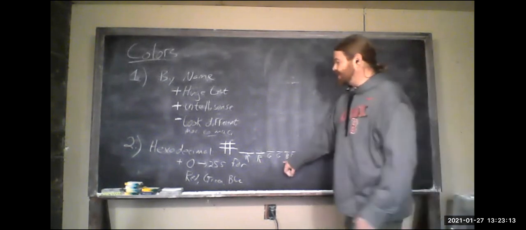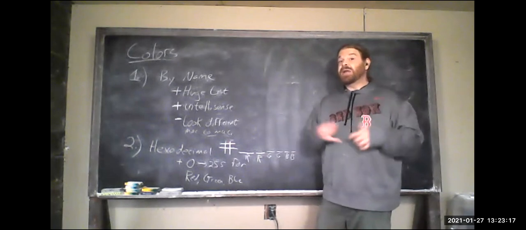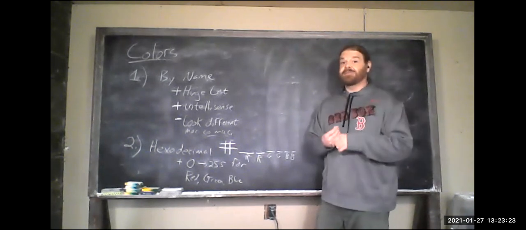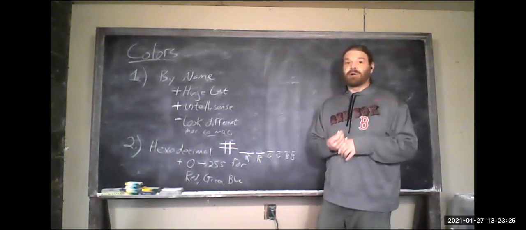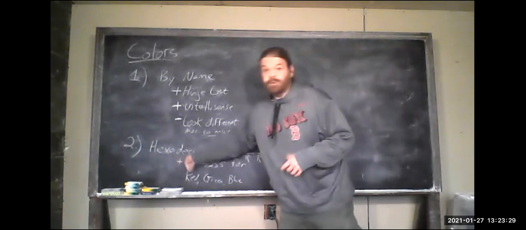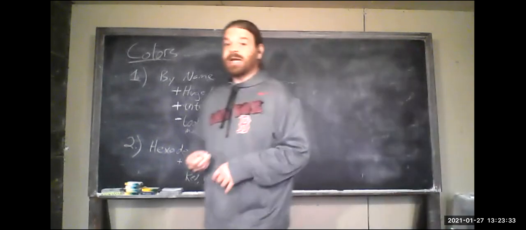Yeah, so that's the consistent one. Especially things like company colors, right? If you're doing a website for McDonald's, there's a very particular shade of red and a particular shade of yellow or gold or whatever that other color is that they're going to want you to use. And in that case, you would definitely want to use hexadecimal. That way it looks the same on every single machine.